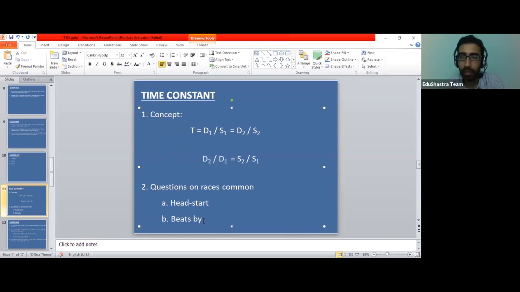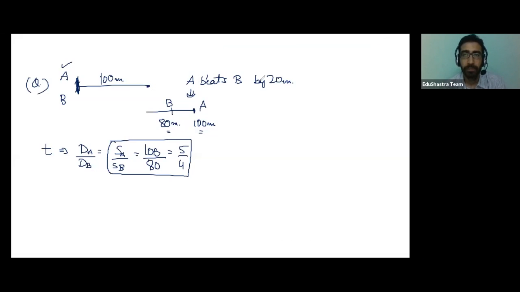And I just want to quickly talk a bit about what head start means. We've seen what beats by means in the previous question as an example. I do want to talk about both of them a bit. So let's just talk about first beat by or beats by. One person beats the other by.